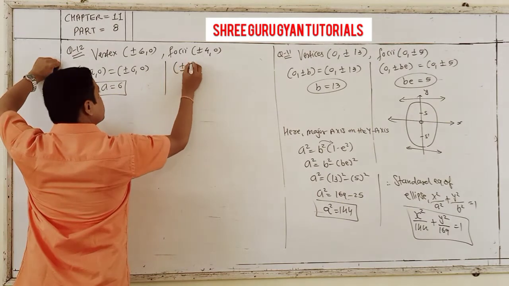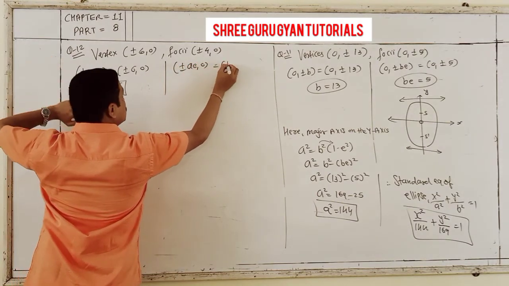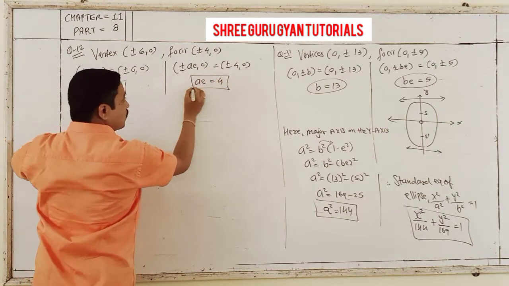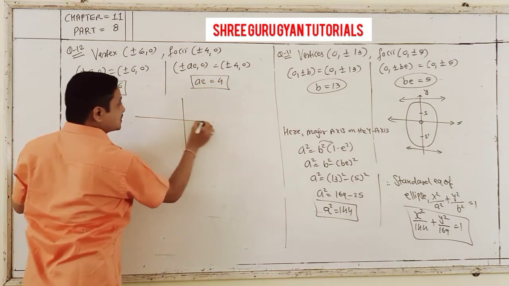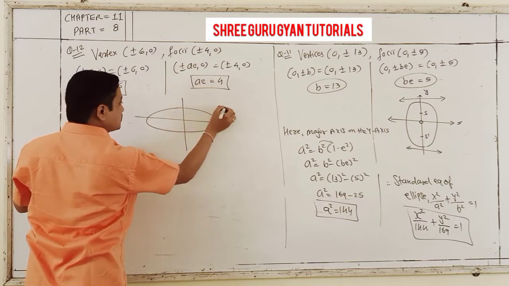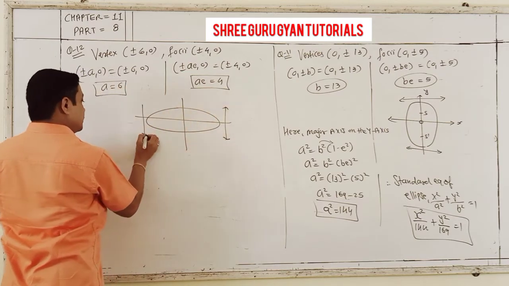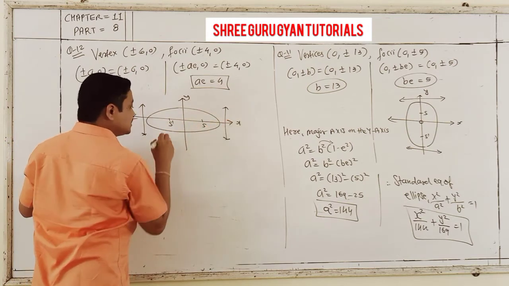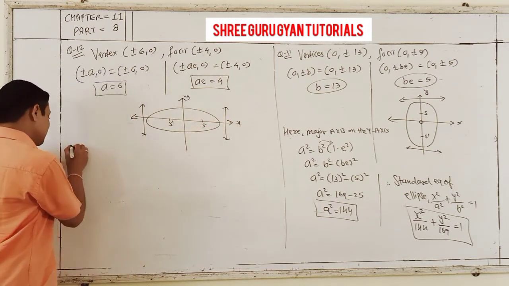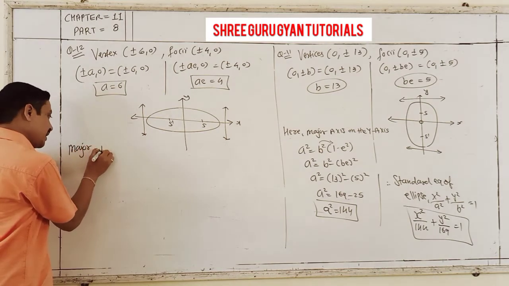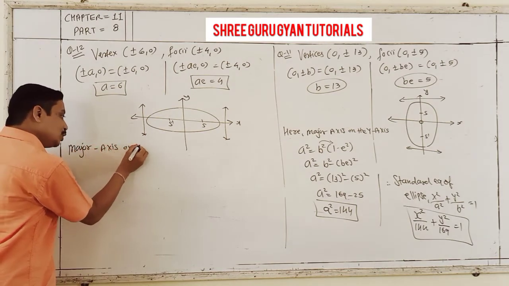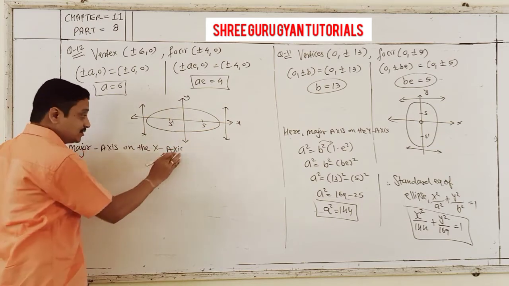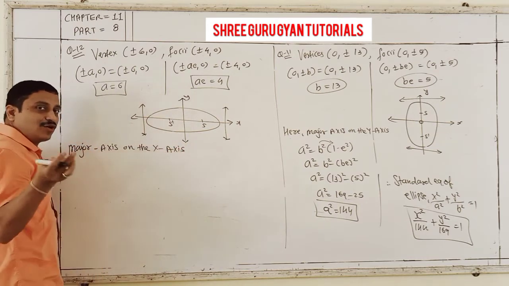Focus compare a e, 0, 4, ae becomes 4. Now major axis on x-axis. Plot the drawing, simple, that type, here y, here x, S S dash. Now mention major axis on the x-axis. That's why students, you will plot formula number 3.